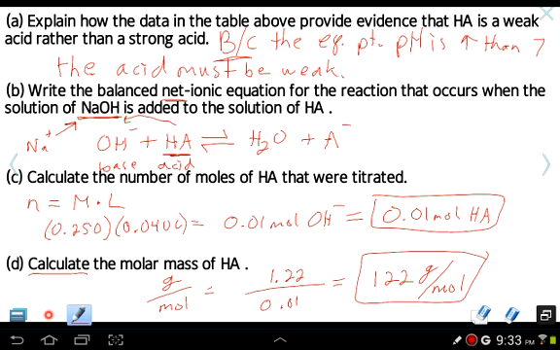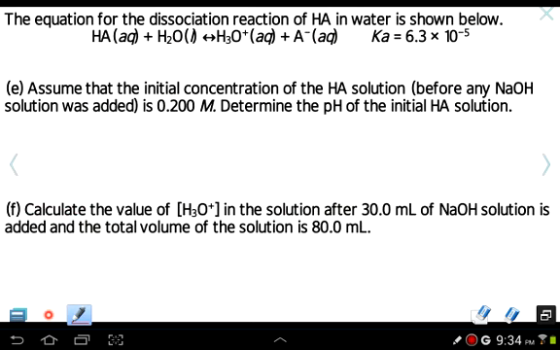So notice we were able to use a titration to determine an unknown molar mass, which is the whole point of titrations. How about this? The equation for the dissociation reaction of HA in water is shown below. We've seen this before. Assume that the initial concentration of the HA solution before any sodium hydroxide is added is 0.200. Determine the pH of the initial HA solution.